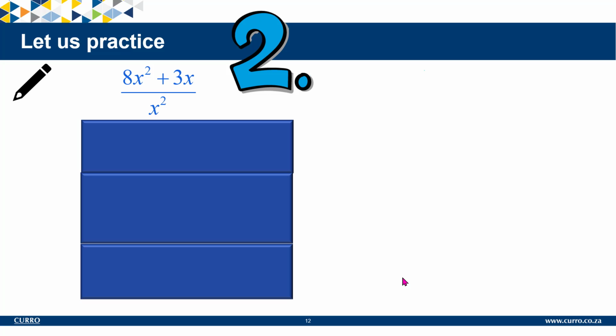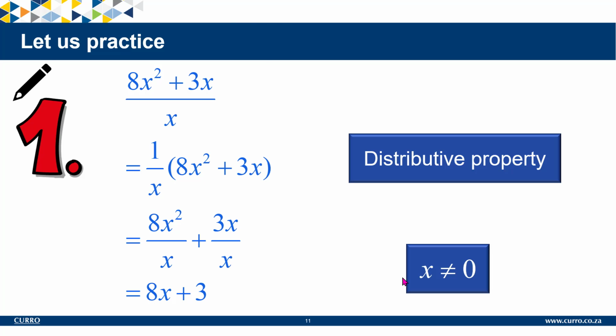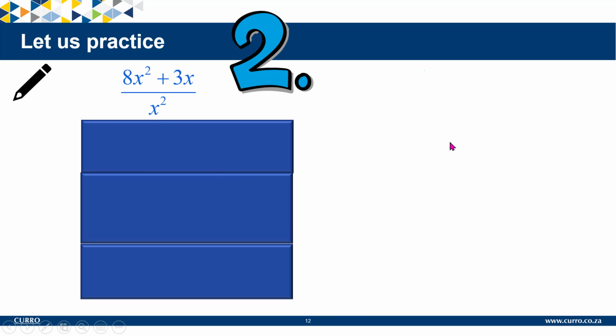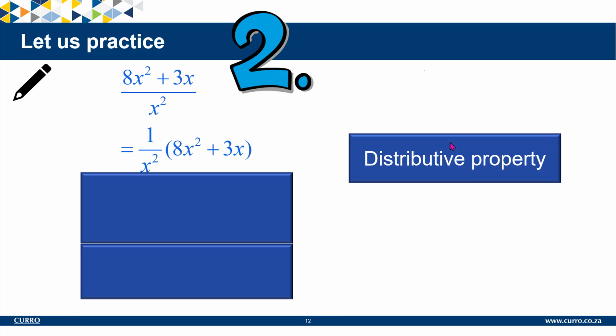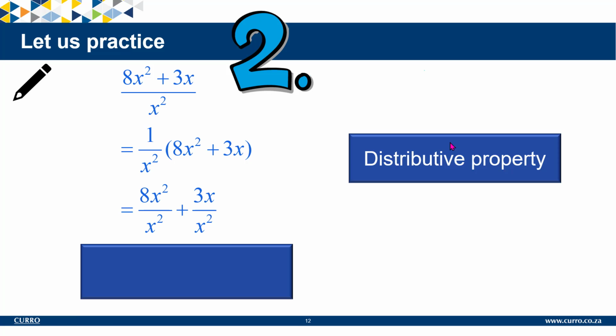In example 2, how's this different to the previous one? Let's see, this one has got x squared in the denominator. So let's take this quotient expression. We use a distributive property, and that means that it is the same as 8x squared divided by x squared plus 3x divided by x squared. So we took this expression and we separated it into 2 different terms. And now we'll simplify each term separately.